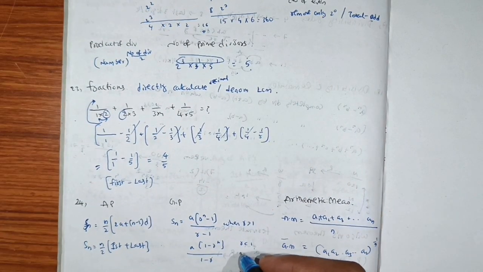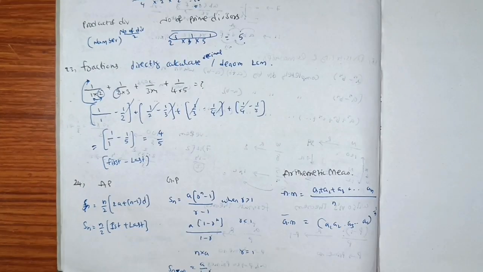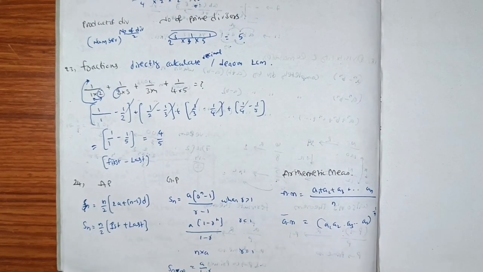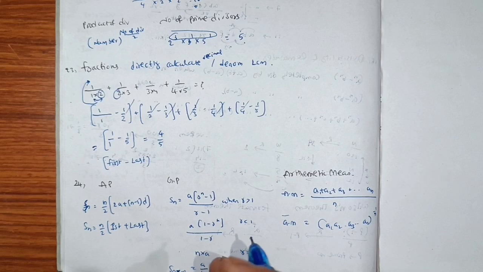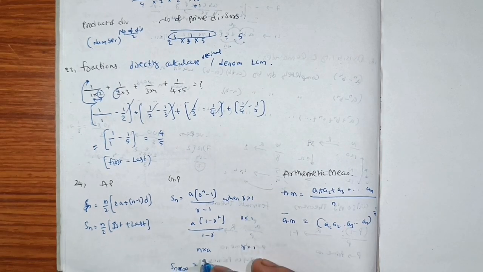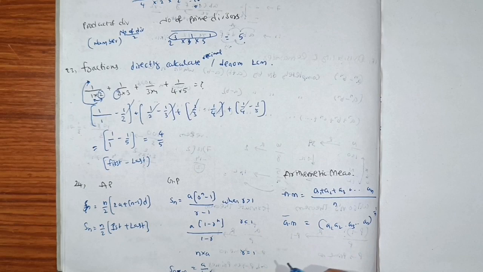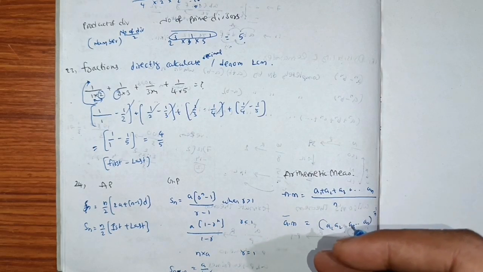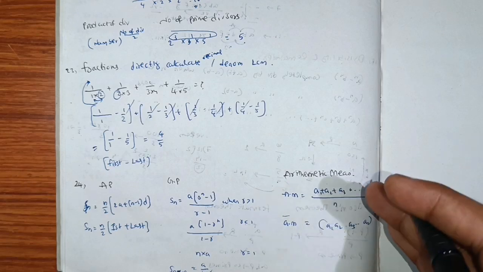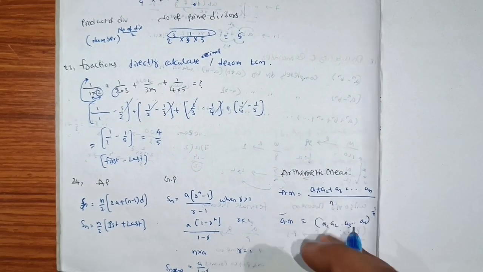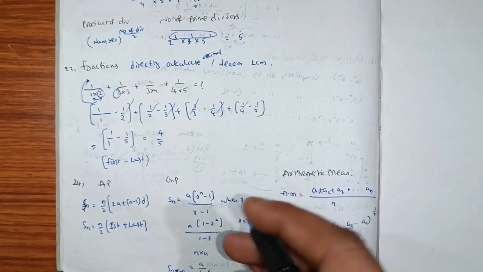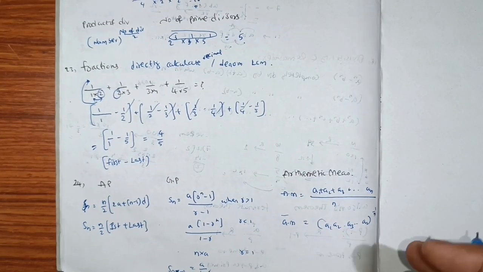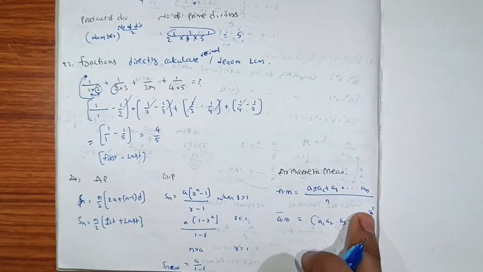If r is less than 1, you need to use this trick. Here if r is equal to 1, you need to use this formula, like n cross a. If the number of terms is infinity, you need to use this trick, like a by 1 minus r. Again, for the arithmetic mean, the formula is the sum of the terms by the number of terms, like sum of terms by n, and the geometric mean will be the product of the terms power 1 by n.